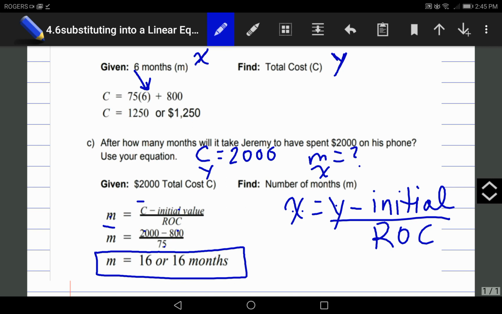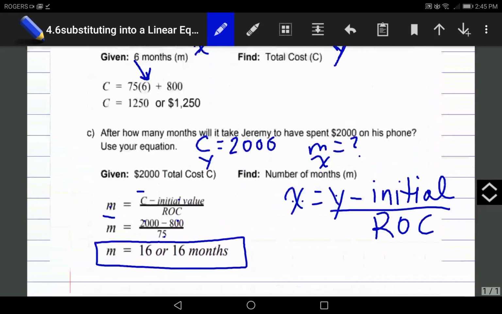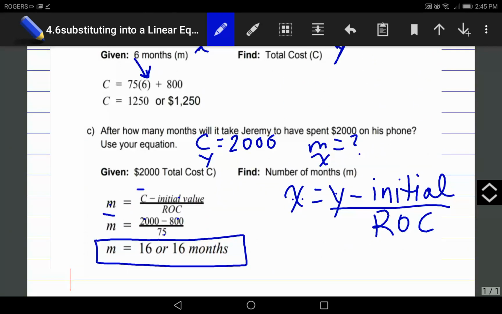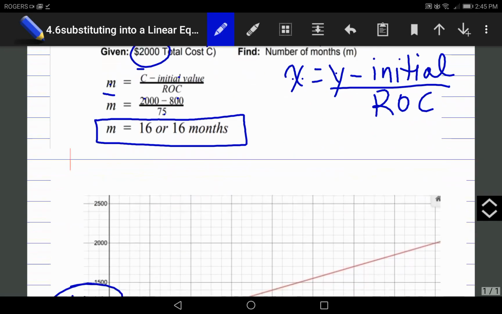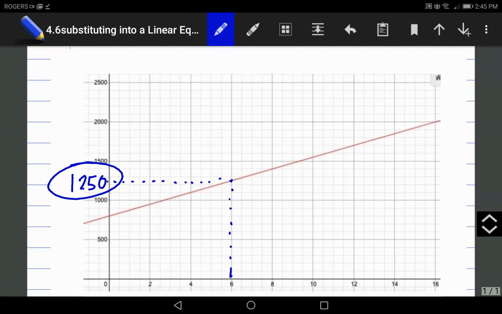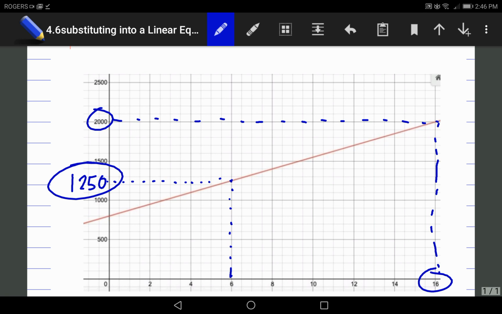Okay? All right. Oh, and by the way, let's look at the answer on the graph. Let's look up a cost of $2,000 on our graph, and let's see if we end up getting 16 months. Okay, so let's go to $2,000 up here. Let's go across until we touch our line, and then go down. And sure enough, look at the number that it corresponds with, 16. Okay, so this is just to emphasize that a graph and an equation are the same thing.